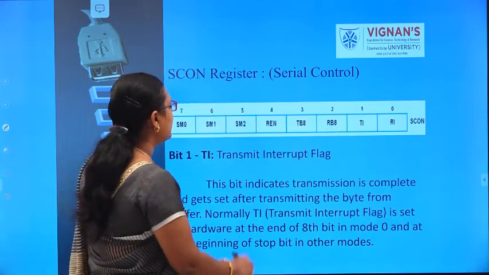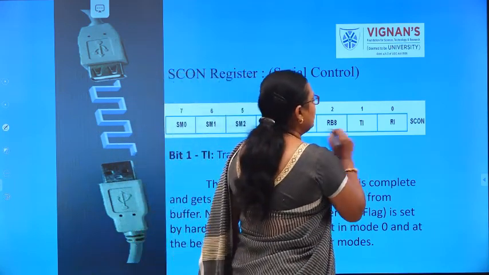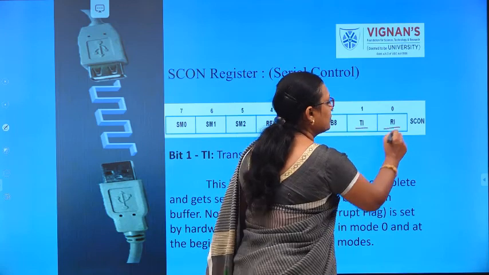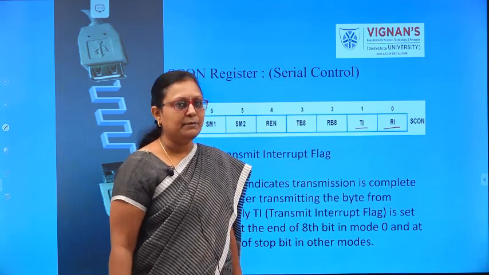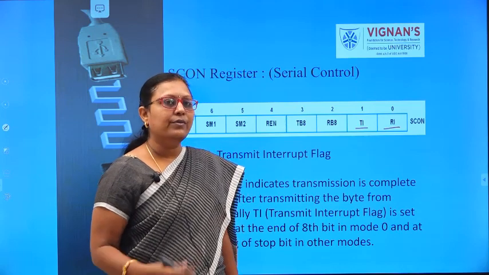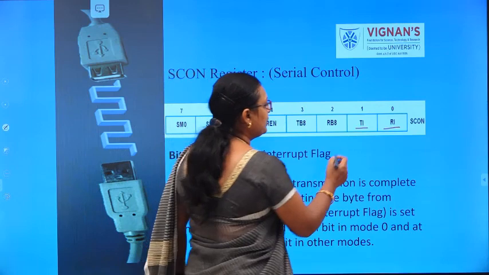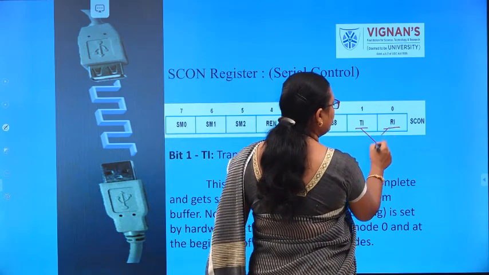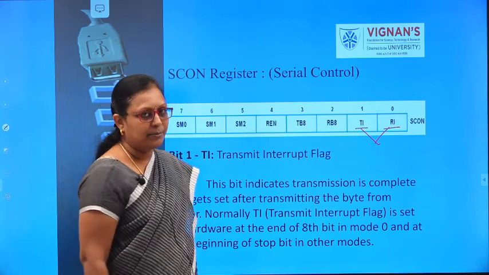Next, coming to the TI and RI flags. Generally your serial port can generate interrupts also, right? When it generates interrupts, it is allocated 2 bits: one is the TI bit and the other is the RI bit.